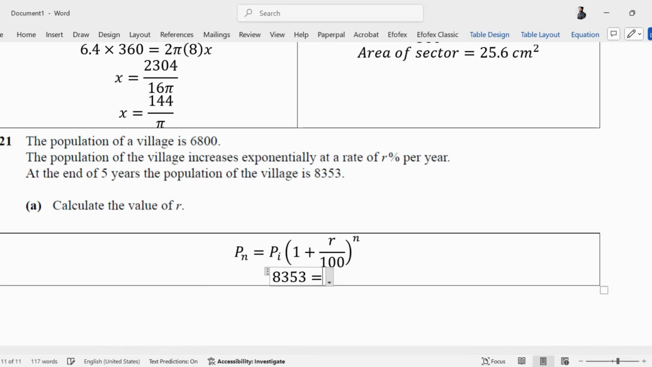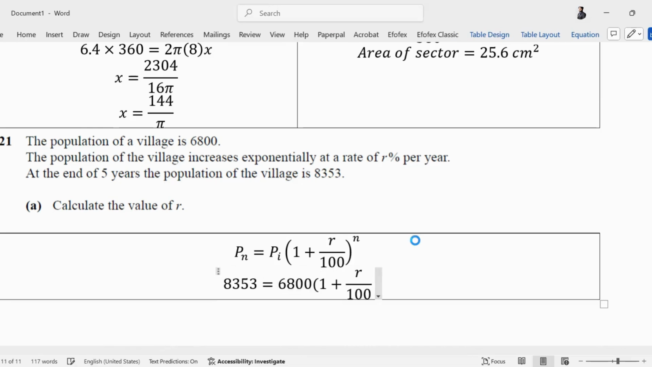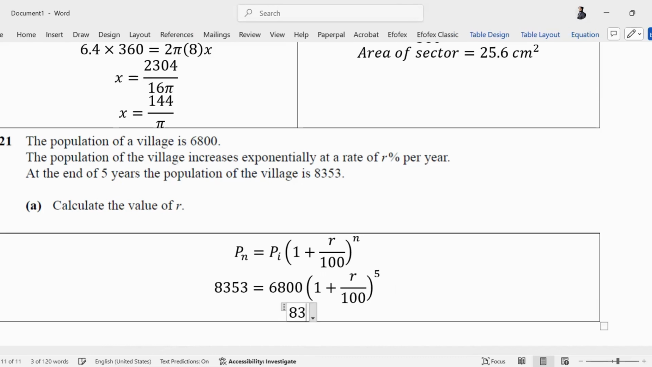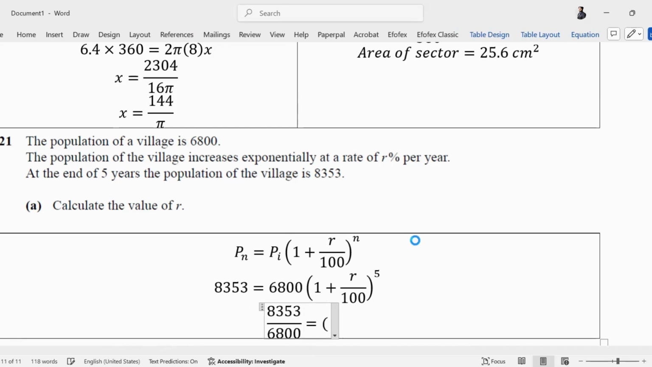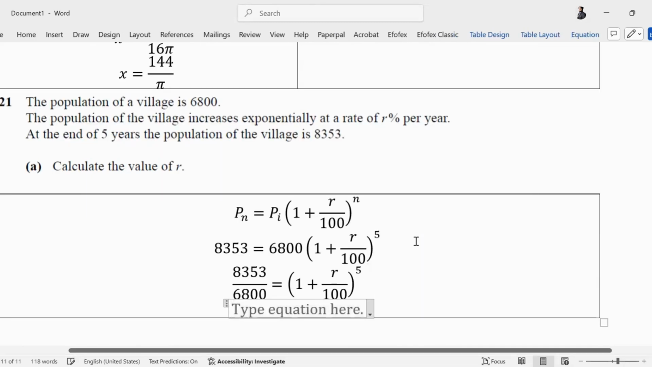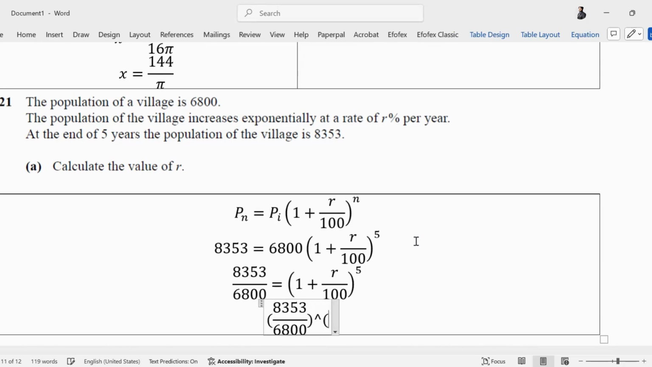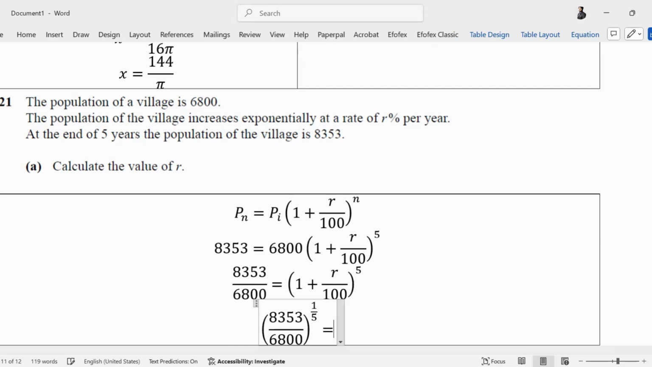So I know the population after n years is 8,353. Initial population is 6,800. 1 plus R is what I need to figure out, and this is the population after 5 years. So 8,353 upon 6,800 is 1 plus R upon 100 to the power 5. Now, in order to remove power 5, I'll take the fifth root, or the power 1 over 5. 8,353 upon 6,800 to the power 1 over 5, or fifth root. Both mean the same thing, 1 plus R upon 100.